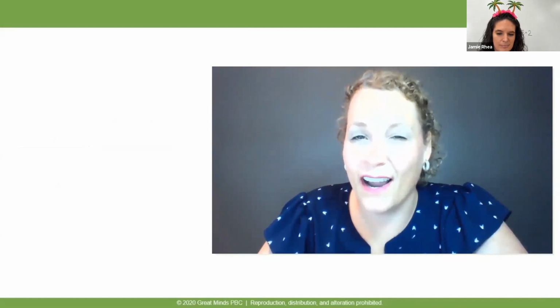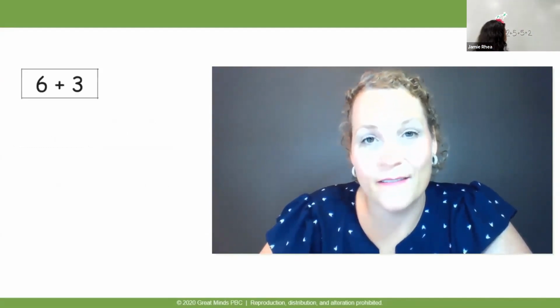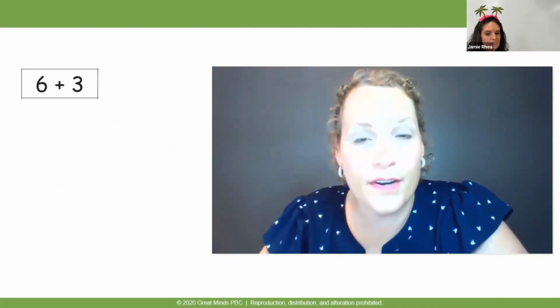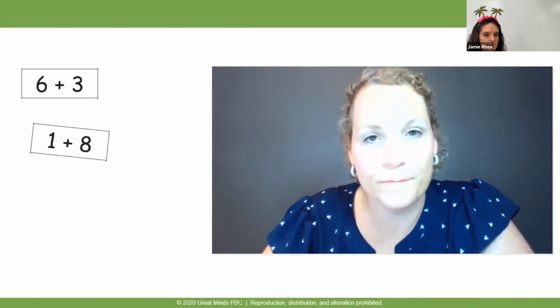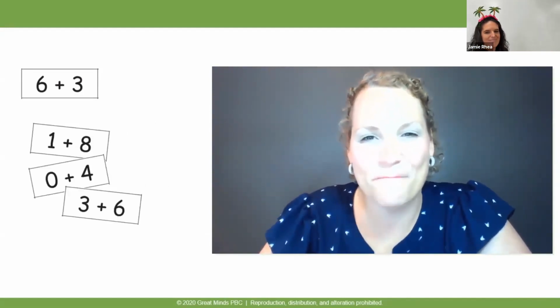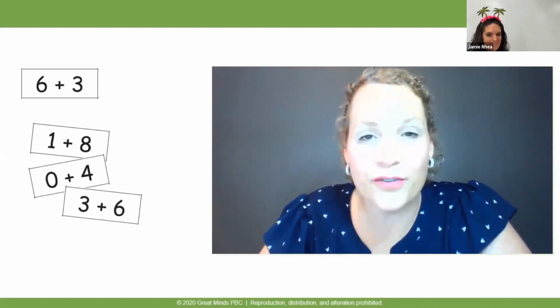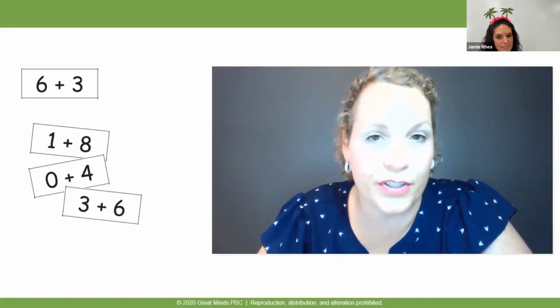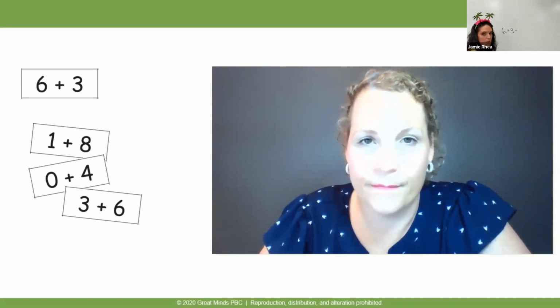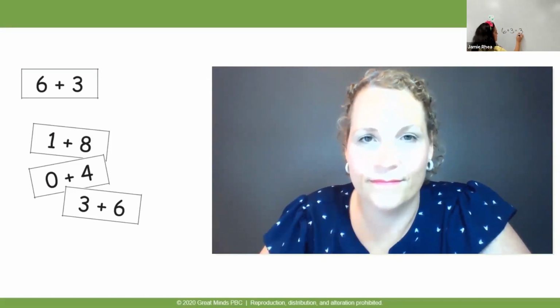Let's try another one. I think you're getting pretty good at this. Say stop when you see the expression that matches 6 plus 3, but the numbers have switched places. Stop. There it is. Write a true number sentence using these two expressions. Remember, we start with 6 plus 3 equals, take the other one and reverse it, 3 plus 6. 6 plus 3 equals 3 plus 6.